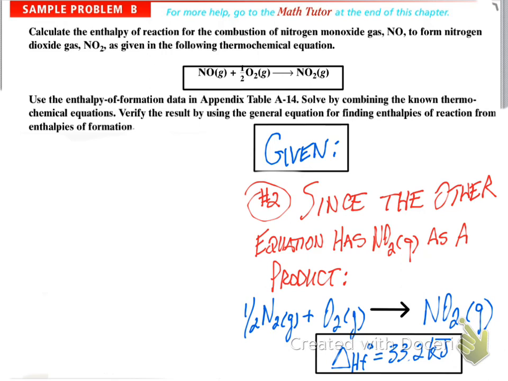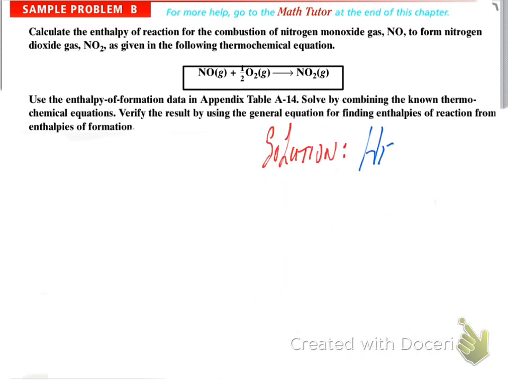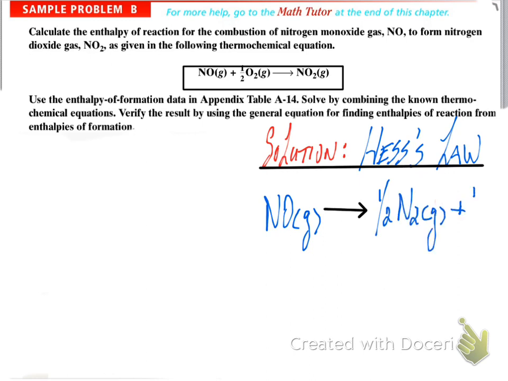There's no need to reverse either the reaction itself or the sign on the change in HF, which was given as positive 32.2 kilojoules. Long story short, because NO is a reactant and not a product, we reverse its reaction and its sign, but because NO2 is a product and not a reactant, we can keep the other one as is. Now in our solution, we invoke Hess's law, and Hess's law says let's add the two equations together.